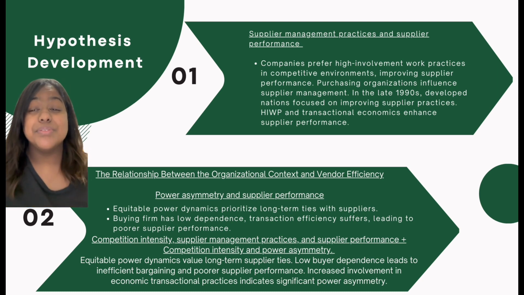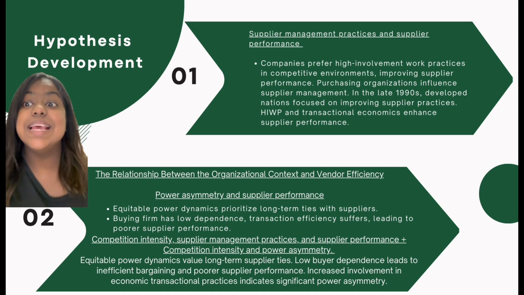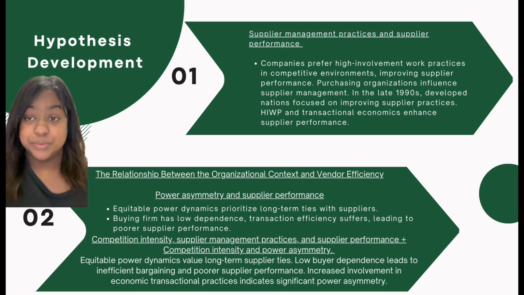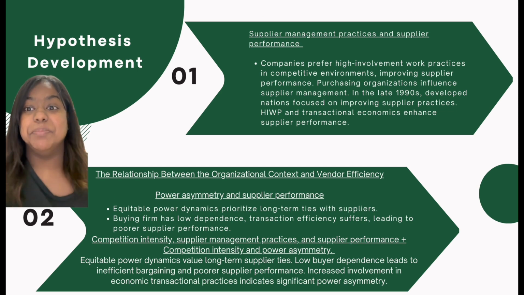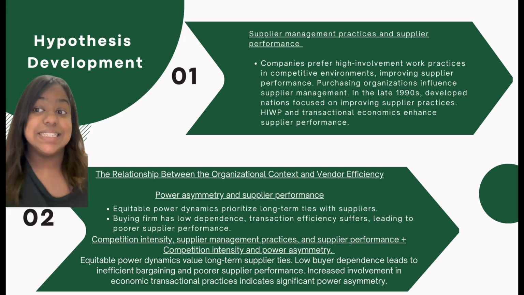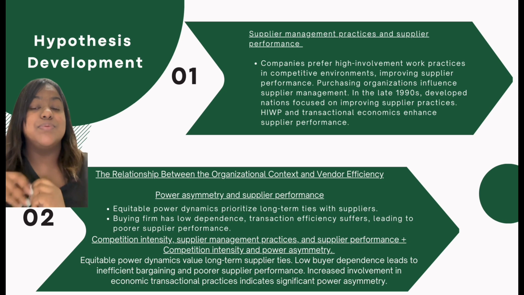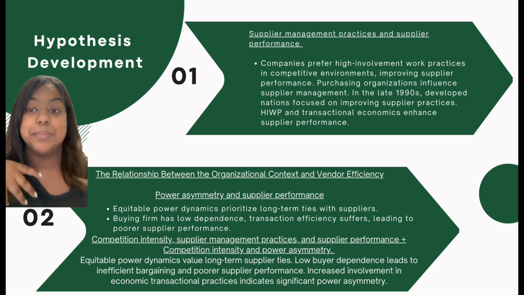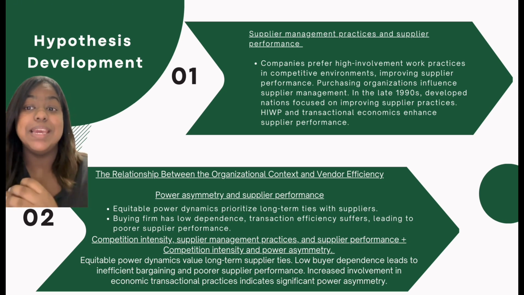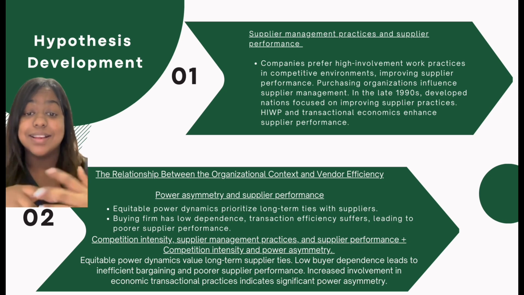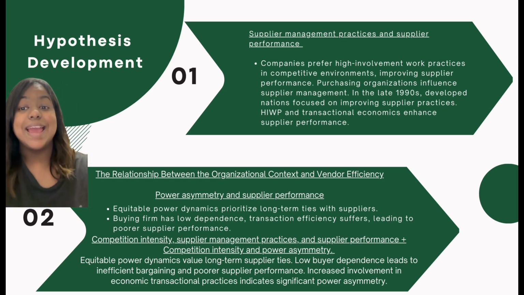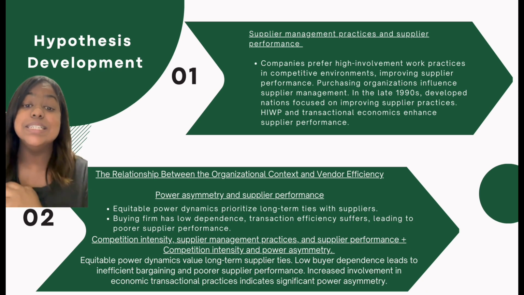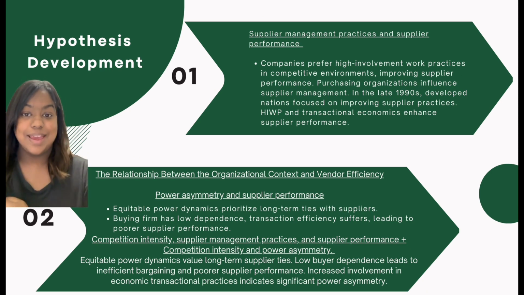Companies prefer high involvement work practices in competitive environments, improving supplier performance. So purchasing organization influences supplier management. In the late 1990s, developed nations focused on improving supplier practices. So HIWP and transactional economics enhance supplier performance. Next, we will look at the relationship between the organizational context and vendor efficiency.